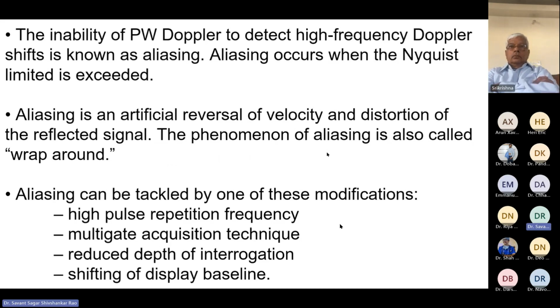Coming to the aliasing, the inability of the pulse wave Doppler to detect the higher frequency Doppler shifts is known as aliasing. Aliasing occurs when the Nyquist limit is exceeded. Aliasing is the artificial reversal of velocity and distortion of the reflected signal. The phenomenon of aliasing is called the wraparound. Aliasing can be tackled by one of these modifications: high pulse repetition frequency, multi-gate acquisition technique, reduced depth of interrogation, or shifting of the display baseline.